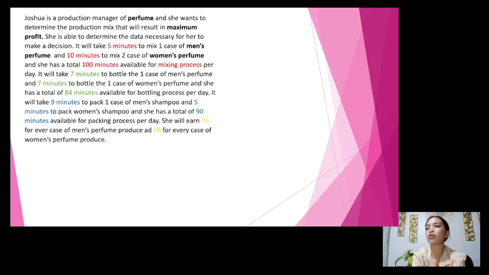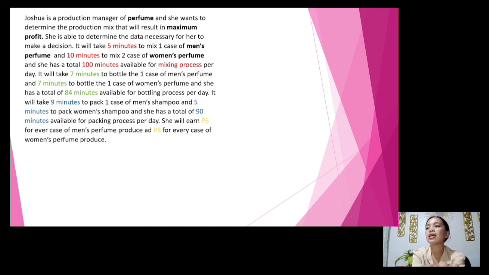It will take 7 minutes to bottle 1 case of men's perfume and 7 minutes to bottle 1 case of women's perfume, and he has a total of 84 minutes available for the bottling process per day. It will take 9 minutes to pack 1 case of men's perfume and 5 minutes to pack women's perfume, and he has a total of 90 minutes available for the packing process per day.